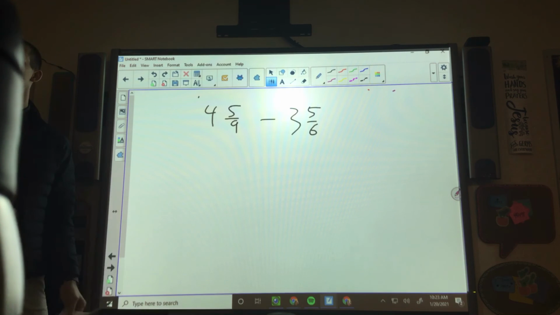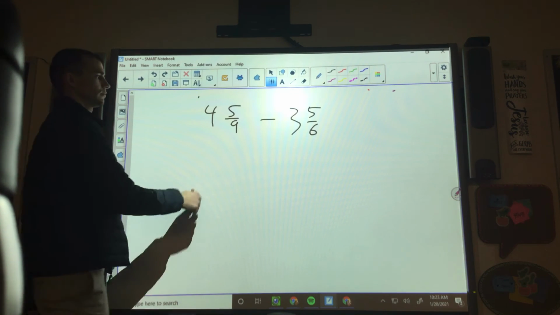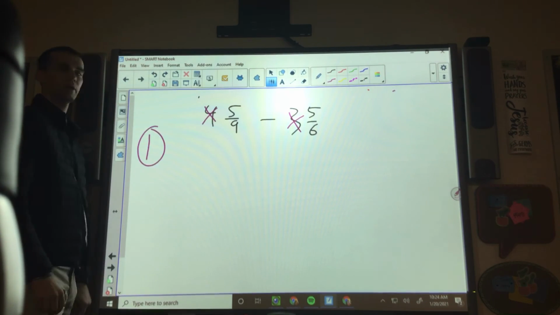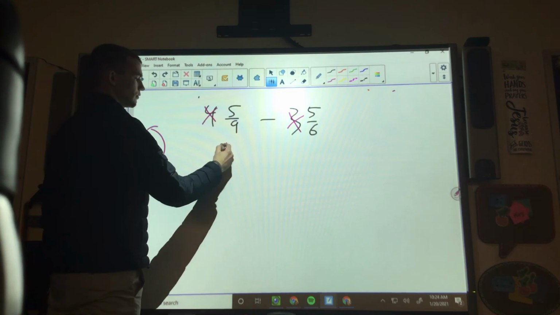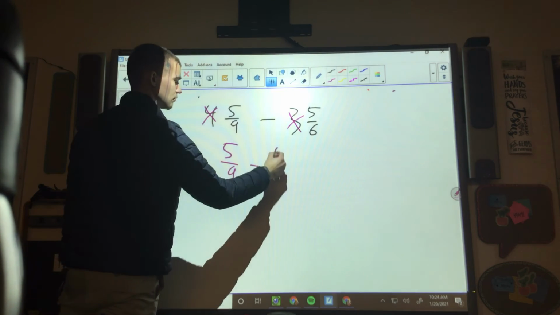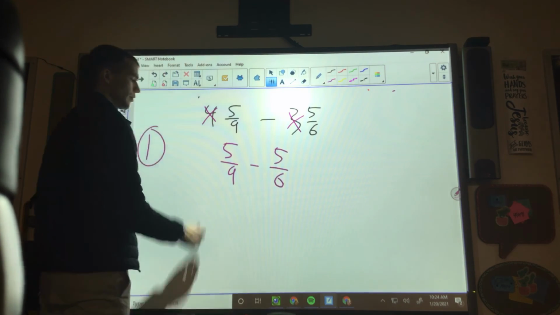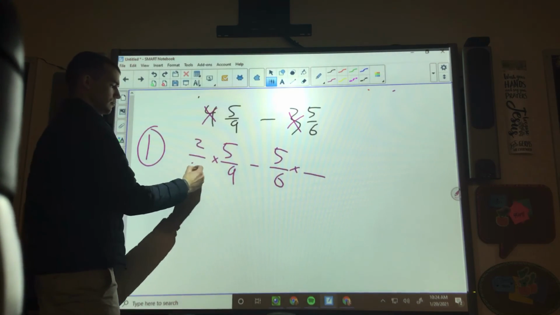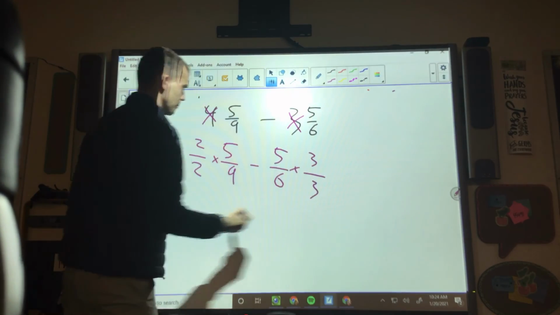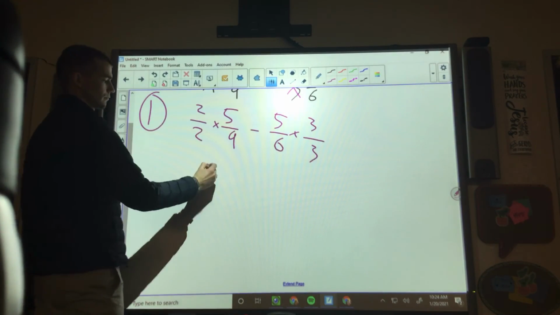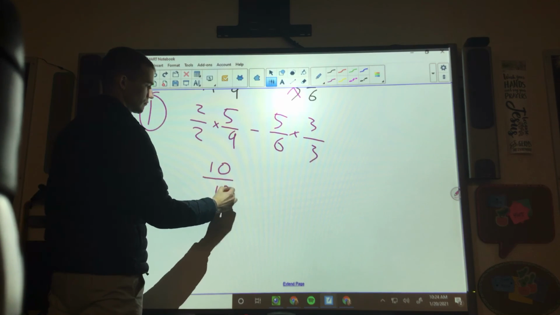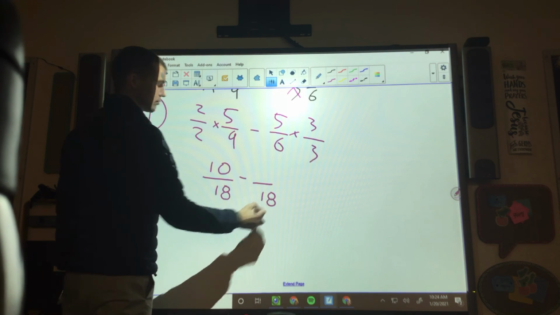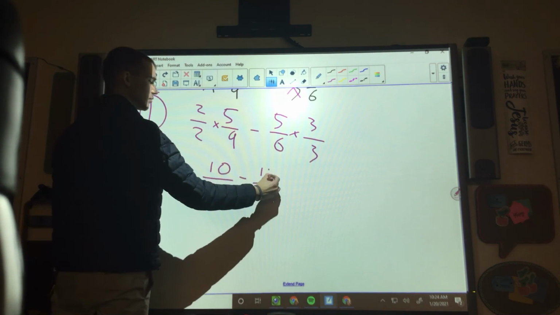Okay, what's the first thing? Oh, yeah. We have to subtract the whole numbers, so we get one. Yep, one over here. Now what's next? Find a common denominator, which is 18. So what do I have to multiply by? 2 over 2 for the 9, and then 3 over 3 for the 6. And you carry the 6 down, so that would be 5 over 18 times 3. 5 times 3 is 15. Okay, now what?